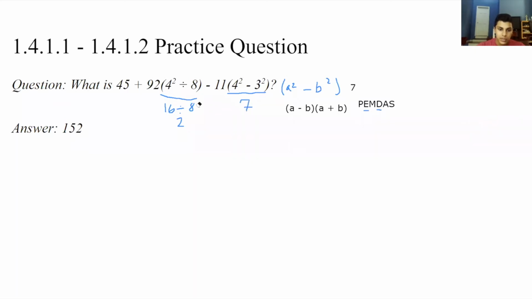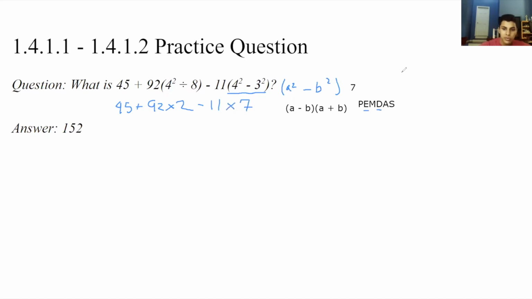And then right here, I'm just going to erase some of this stuff, so I can just write the 2 directly under. So this parentheses simplified to 7, this one simplified to 2. We don't have any more parentheses or exponents, so let's move on. So what we need to do is bring the rest of our equation down so we have it at the same level as what we simplified to. So here we have 45 plus 92 times 2 minus 11 times 7.